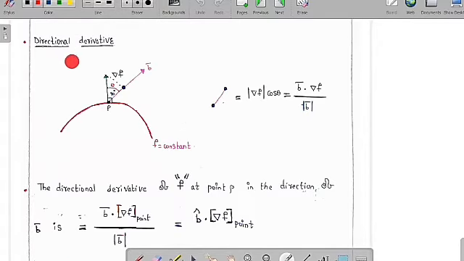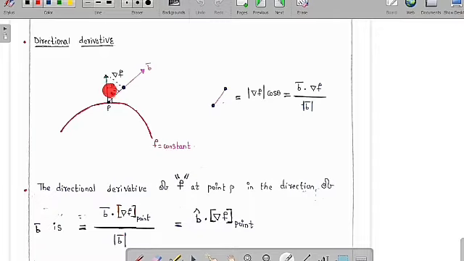Suppose you want to find the directional derivative. Suppose this is a scalar function, f equal to constant, and you have figured out the gradient of the scalar function. It is perpendicular to this scalar function. Now I am going to take some vector, which is b bar. In this vector I want to find the component of this gradient function.